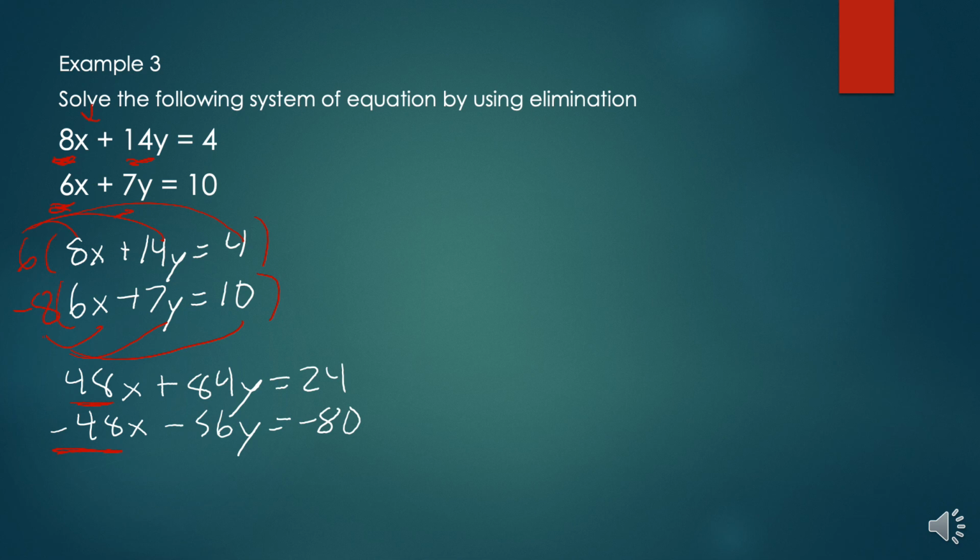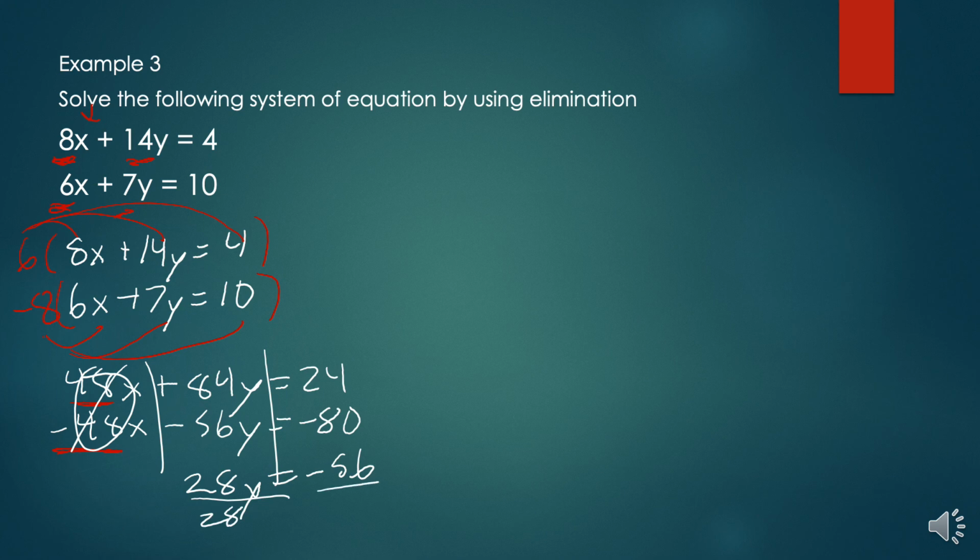So that means when I combine these, I'll get 0. 84 minus 56 gives me 28y is equal to -56. Then I just do my inverse operations. y is equal to -2. I'm going to take my y value and substitute it back into one of the equations, doesn't matter which one.